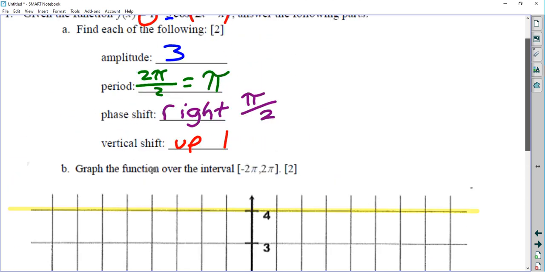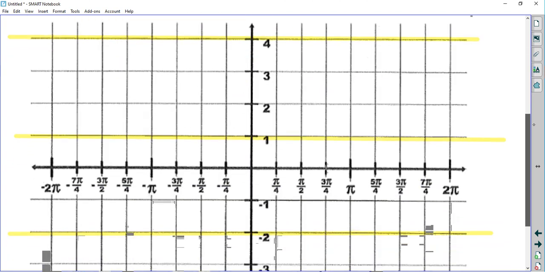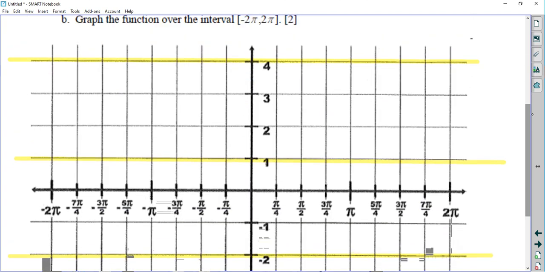We have our phase shift was right pi over 2. So we are going to start graphing this at pi over 2 to the right. It was also a negative in front of the word cosine. Negative cosine starts at the bottom. And we're shifting it to the right pi over 2. So that is our start. We're on the bottom line, shifted to the right, pi over 2.